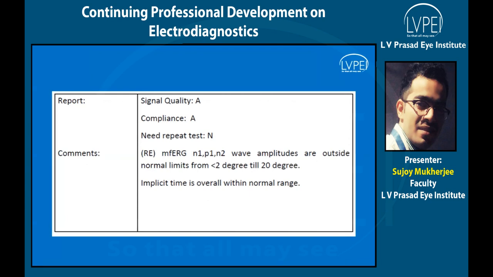Then the person who is performing the test should comment on how the test result was. The test result does not include the diagnosis. The test result includes only the N1, P1 amplitude and implicit time, whether they are within normal range or outside normal range. So in our case, that is outside normal range. And how much area is covered is also mentioned. And the overall implicit time was within normal range. Now that is the end of that.